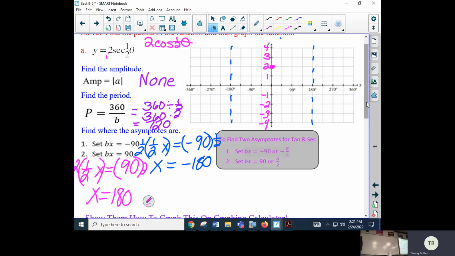Now, we want this entire graph's period to be 720 degrees. And cosine looks like this. We only have 360 degrees to do it in, but we want this to be 720. So what point is this going to be right here? 360, right? So do you guys get at 360, my graph is going to be at a -2?